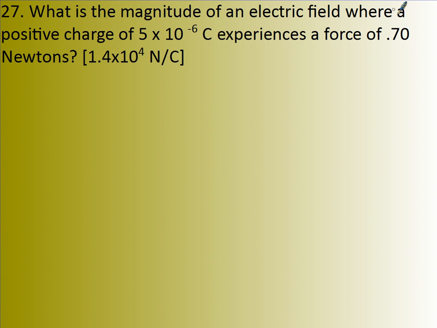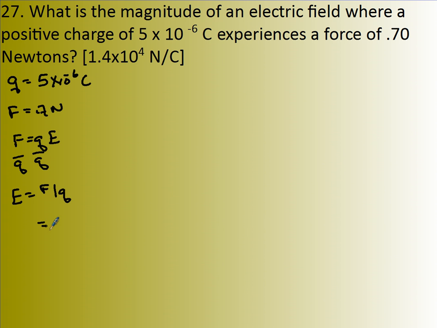All right. What's the magnitude of the electric field where a positive charge of 5 times 10 to the negative 6 coulombs has a force of 0.7 newtons? So I have Q is 5 times 10 to the negative 6 coulombs. F is 0.7 newtons. I know F is QE, and I'm looking for E. So I divide both sides through by Q. So the electric field is the force divided by Q. So it's 0.7 divided by 5 times 10 to the negative 6, or 1.4 times 10 to the fourth newtons per coulomb.